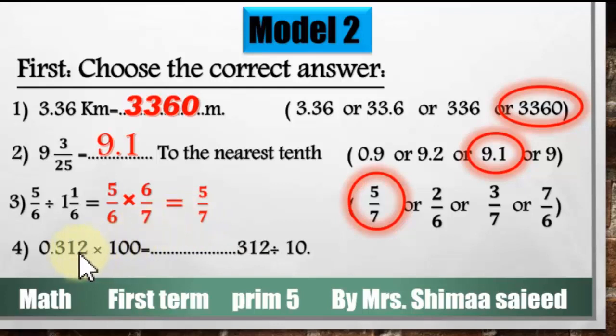0.312 times 100 equals 31.2. 312 divided by 100 equals 3.12. The same, so put equal sign.